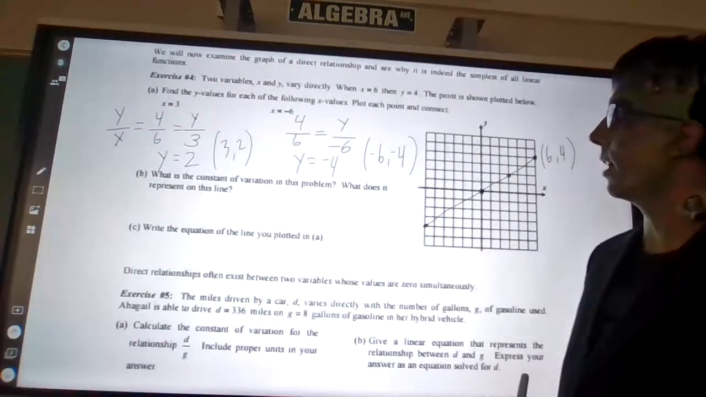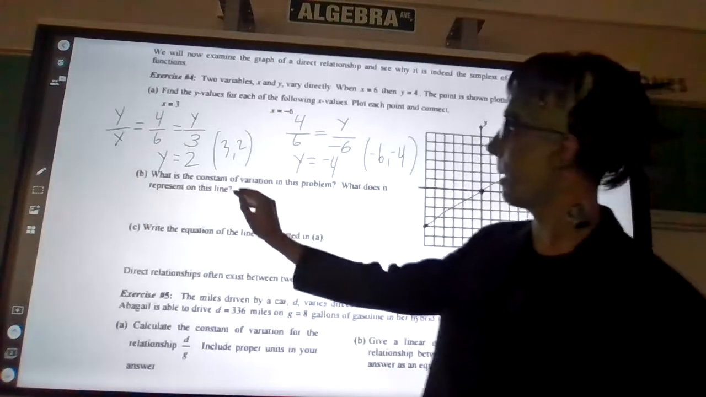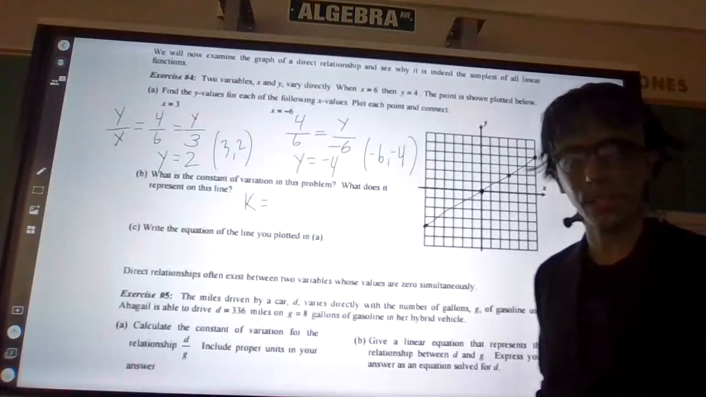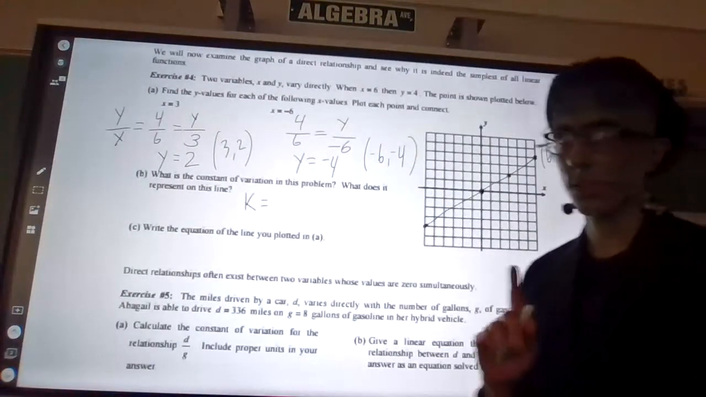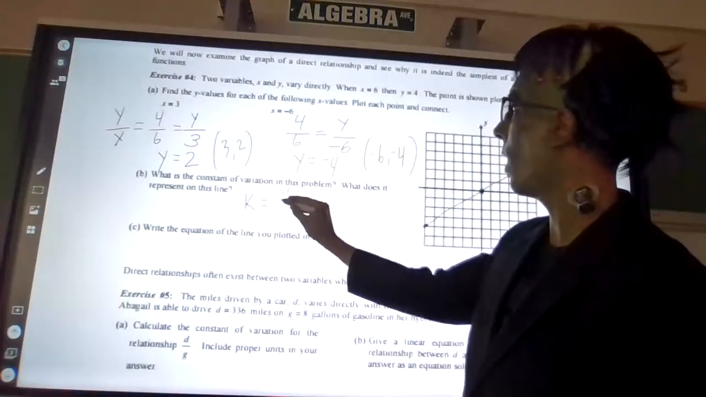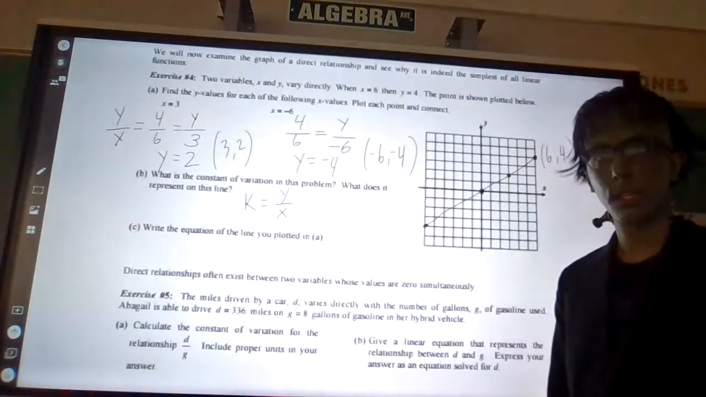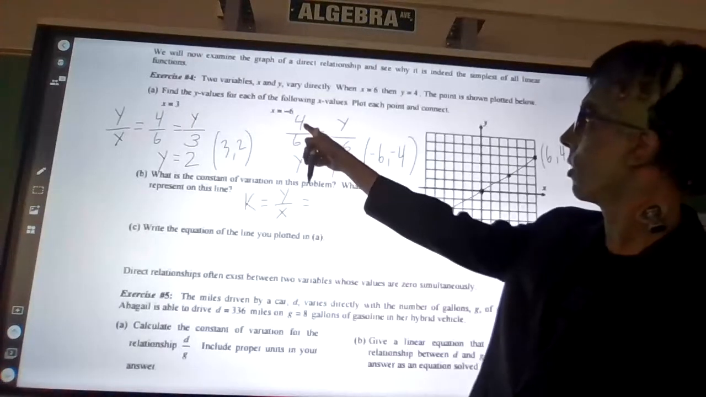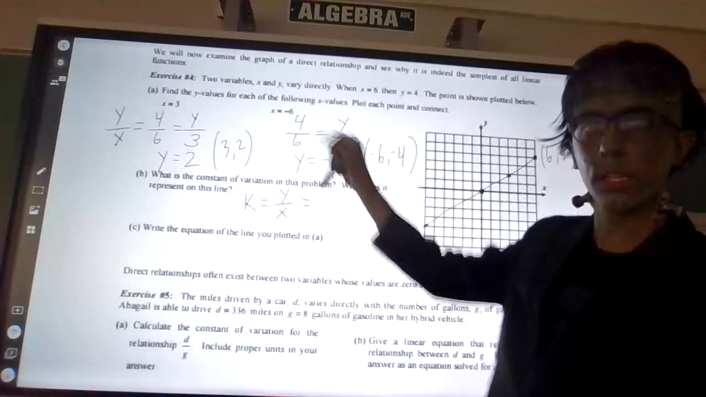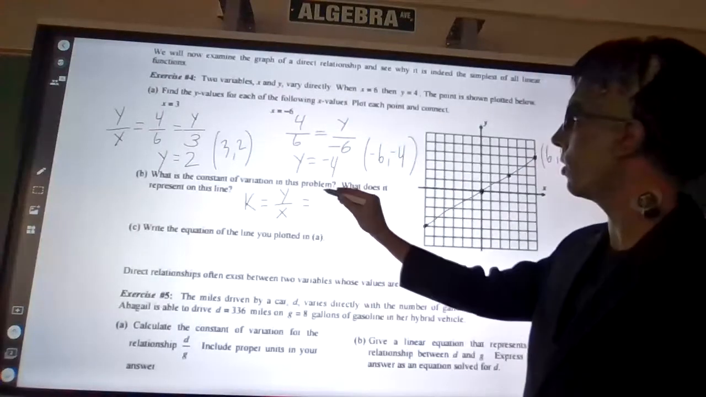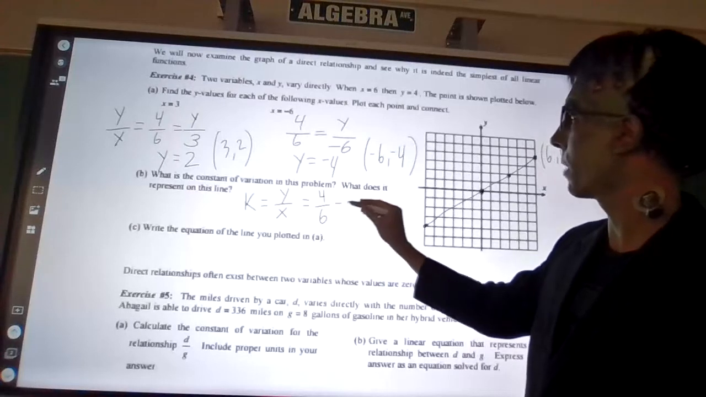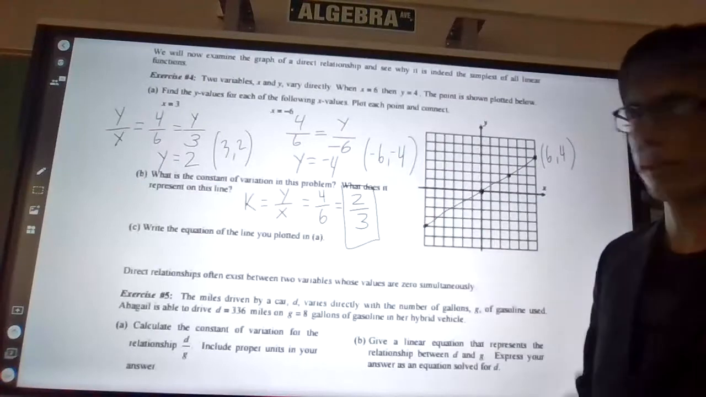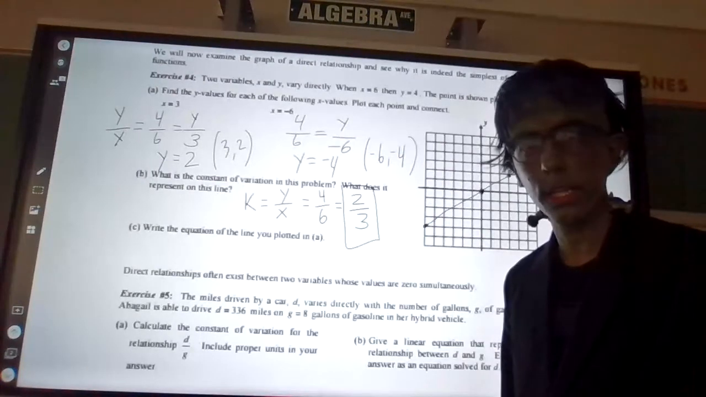So what is the constant of variation in this problem? Well, remember that's asking what is k? And what is k equal to from our front box, the notes on the front? That's right. K is equal to y divided by x. Okay, y divided by x. And, well, we can use our original point here. X was 6, y was 4. So I have 4 over 6, which comes out to 2 over 3. So that is my constant of variation, 2 over 3.